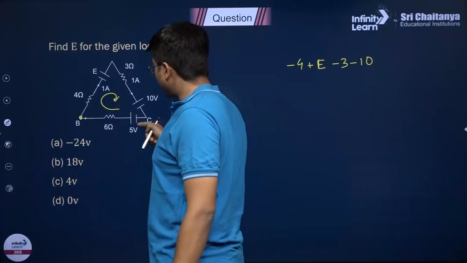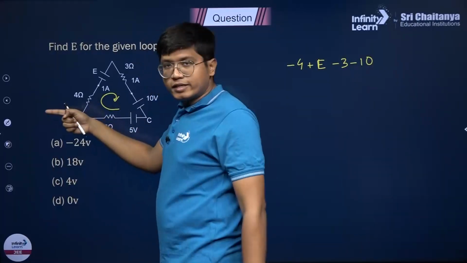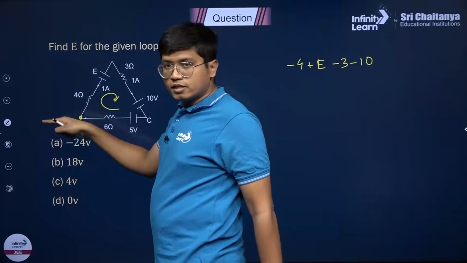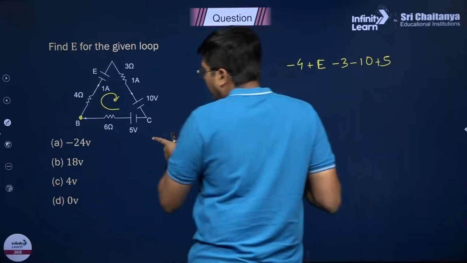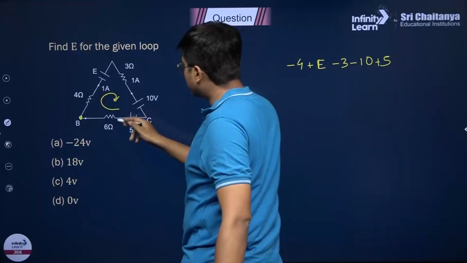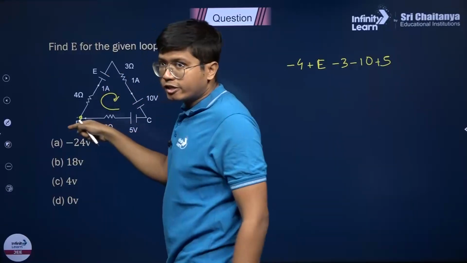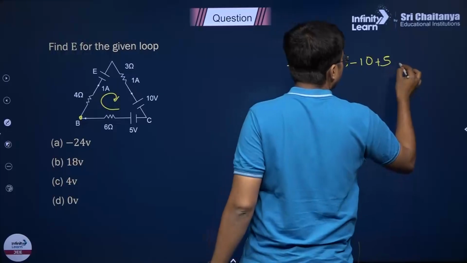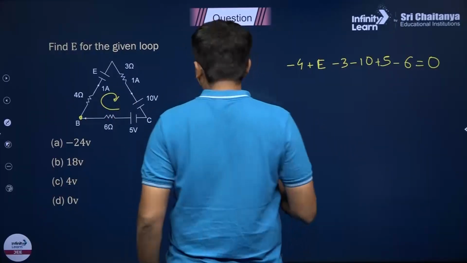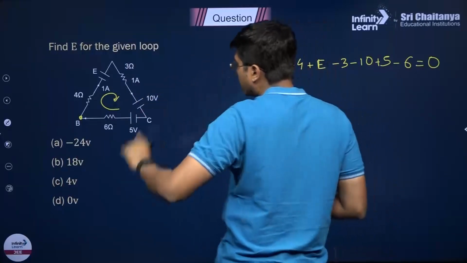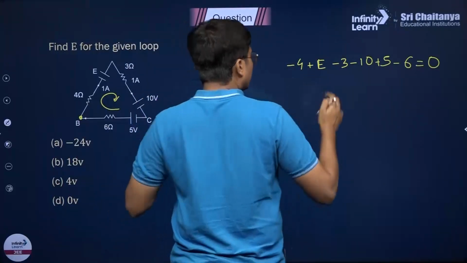Following that, I've come back to 5 volt. 5 volt is directed in the direction of loop going like this, which means this will come with a plus 5. And again you go to 6 ohm, current here is still moving in the direction of loop. This will also come with a negative sign. And I've arrived back at point B, which means this complete loop is done. So that is equal to 0. The total is equal to 0.